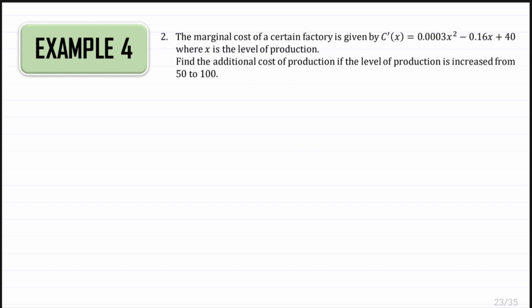Question number 2. The marginal cost of a certain factory is given by C'(x) equals 0.0003x squared minus 0.16x plus 40, where x is the level of production. Find the additional cost of production if the level of production is increased from 50 to 100.